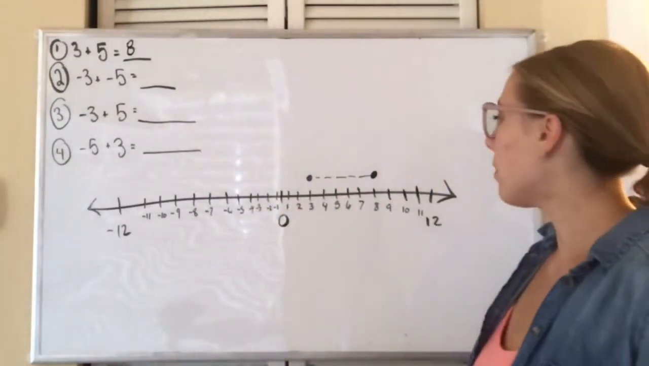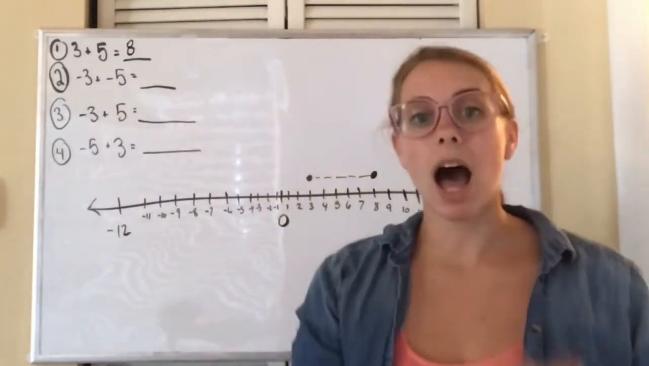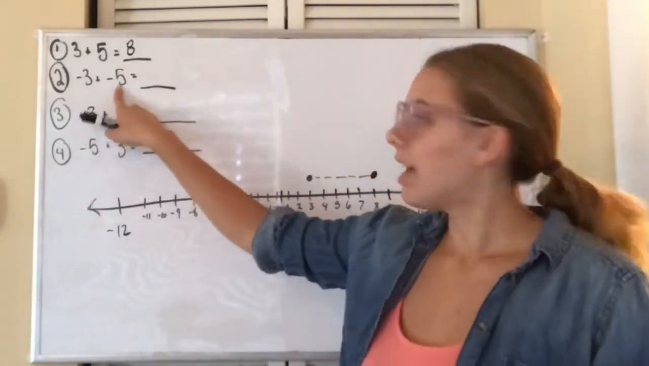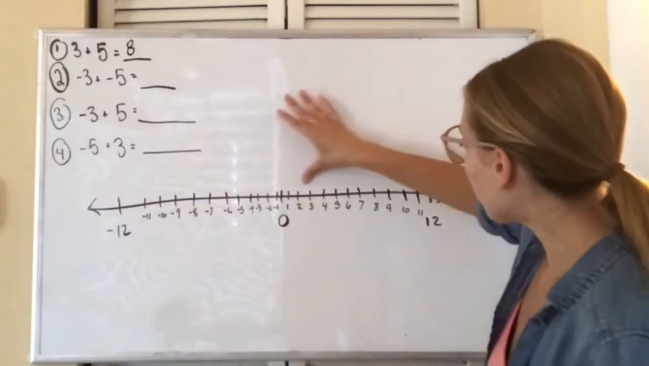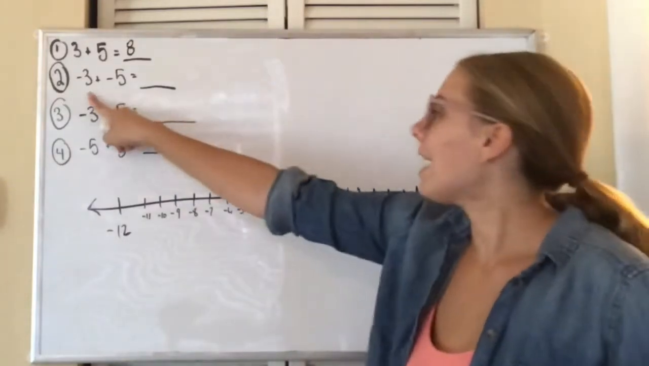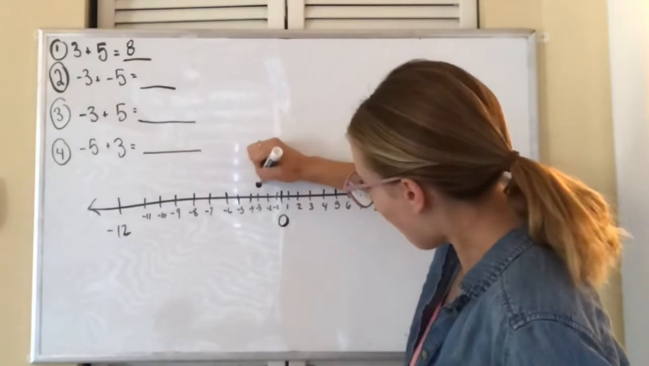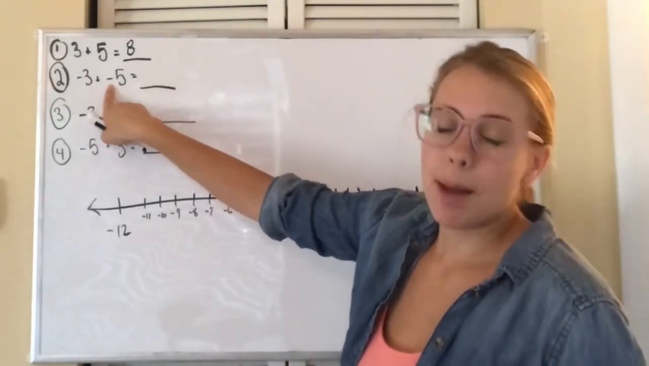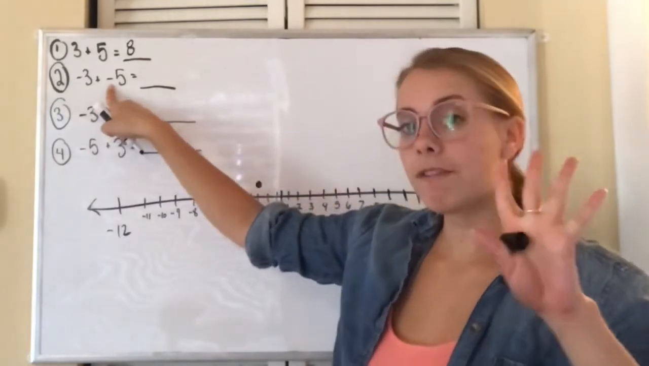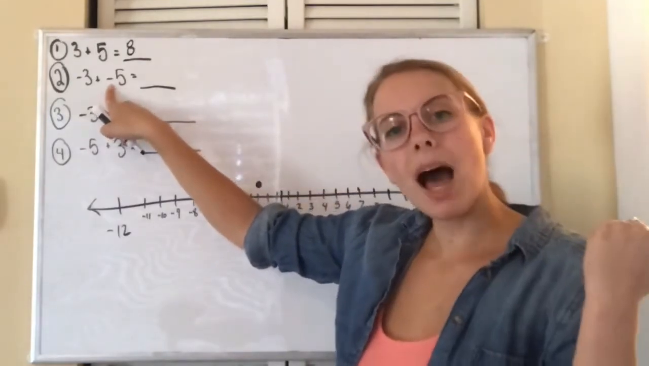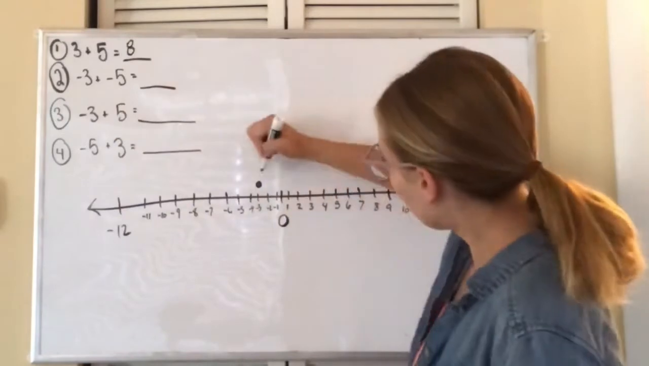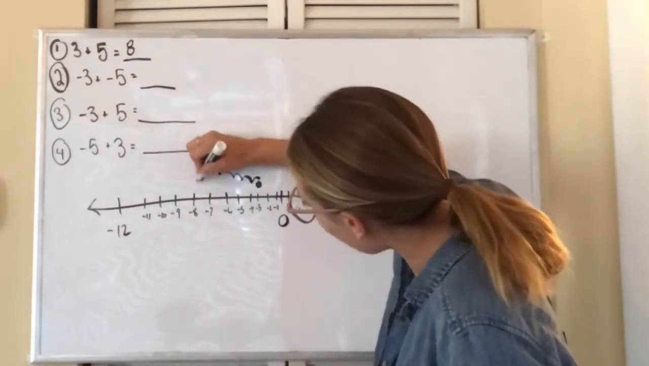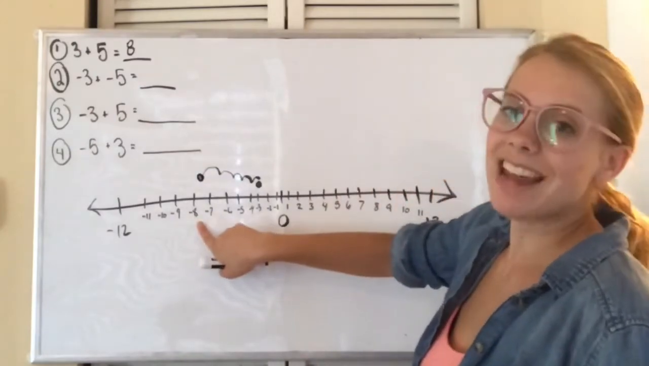It's the same thing if you have negative numbers, but you're doing the opposite, because a negative number is the opposite of that number. So I'll show you. Negative 3 is right here, plus negative 5. If it is opposite 5, we're still moving 5 places, but we're going in the opposite direction. We're going to the left. So 1, 2, 3, 4, 5 places to the left, and we're at negative 8.